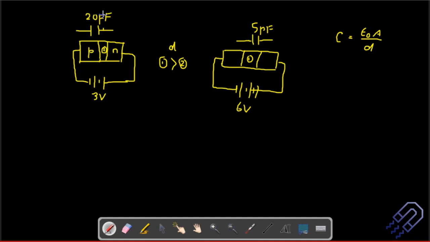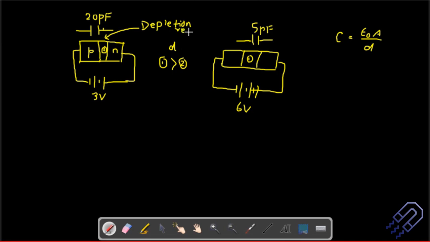So someone might tell you, or you might also get confused here, that the depletion region of one is smaller than the depletion region of two, or that the depletion region of one is larger. Let me just explain this again.